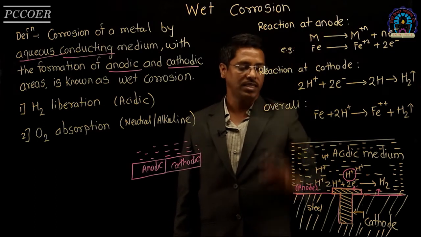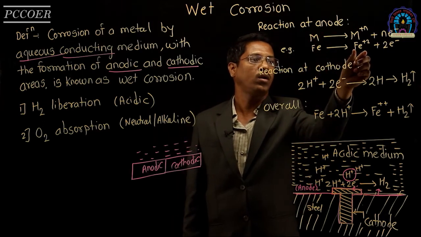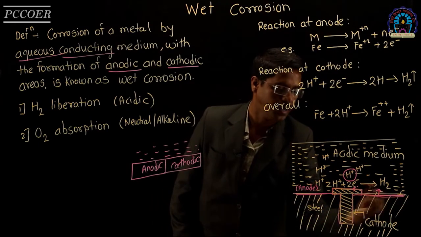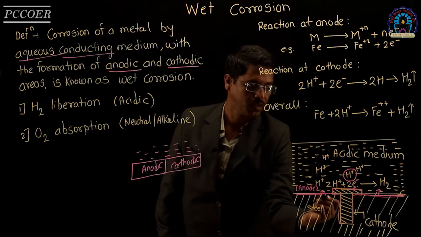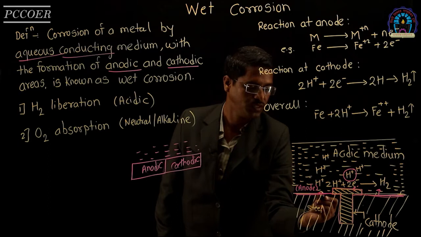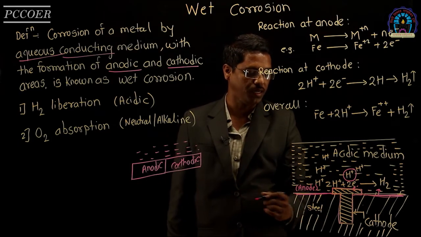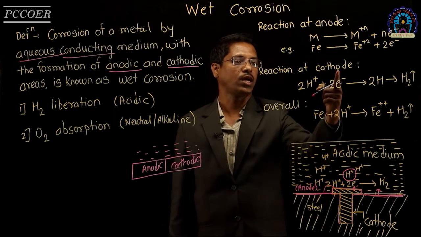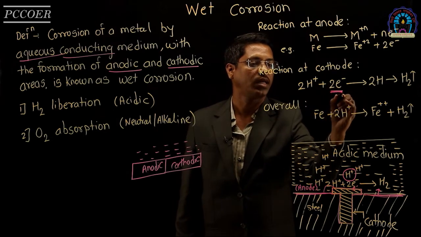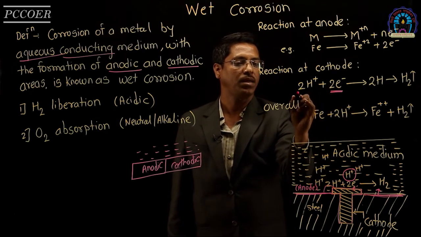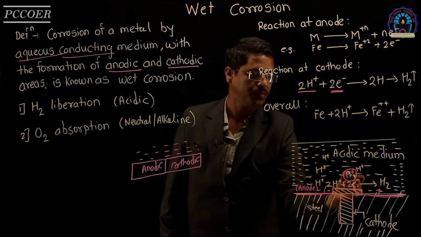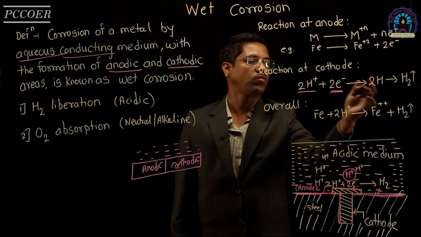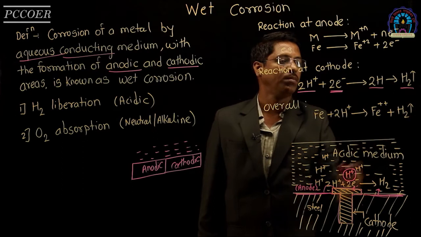What are the reactions that take place at the anode? The metal loses the electron first at the anode. This is the anode metal. So the anode metal is losing electrons here, leaving behind the metal ion which gets dissolved in the aqueous conducting medium, and whatever electrons are lost by the anode get transferred towards the cathode, and the electrons on the cathode are accepted by the acidic medium's H plus, and H plus accepts the electron, and there is a formation of hydrogen which finally liberates as hydrogen gas.